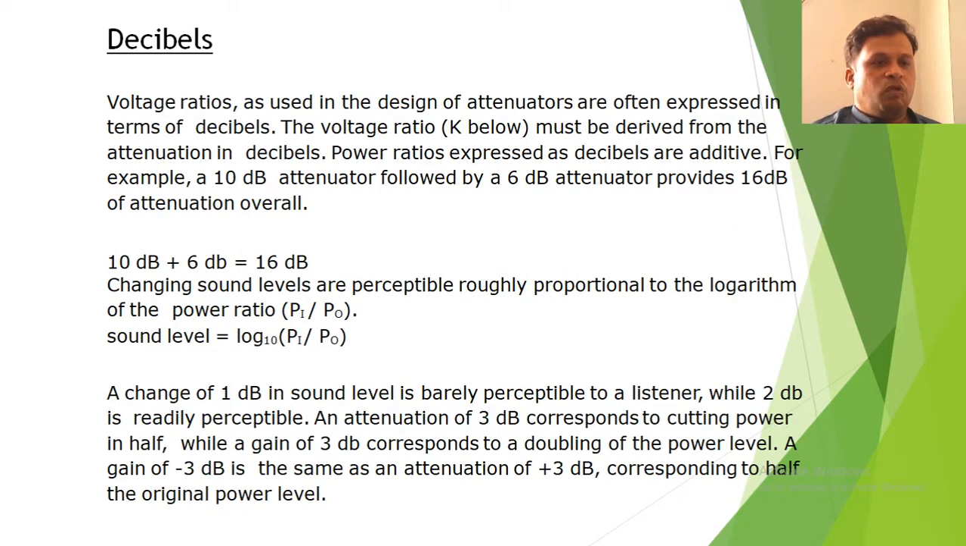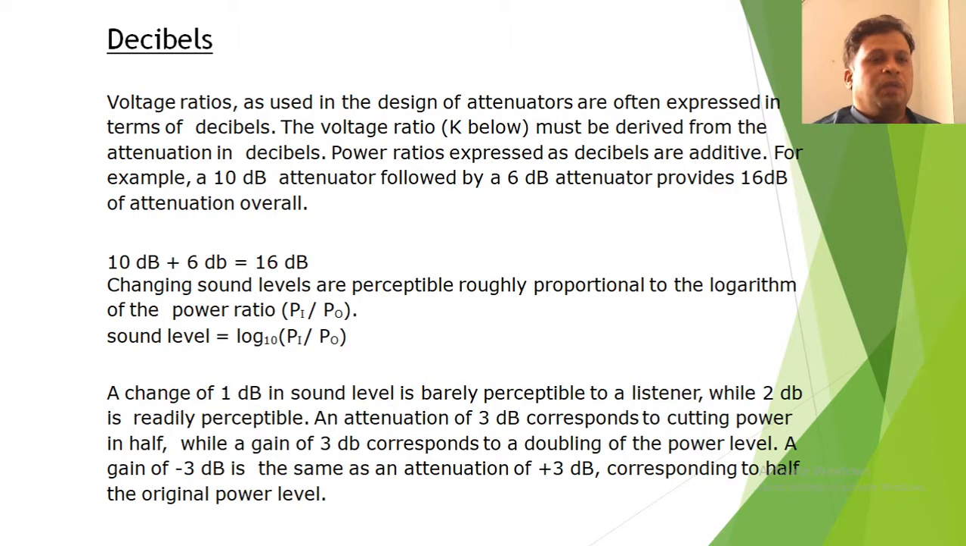So the voltage ratios as used in the design of attenuators are often expressed in terms of decibels. We know from the previous class about decibels. So what is a decibel? It will be in the voltage ratio or current ratio. The voltage ratio K must be derived from the attenuation in decibels.